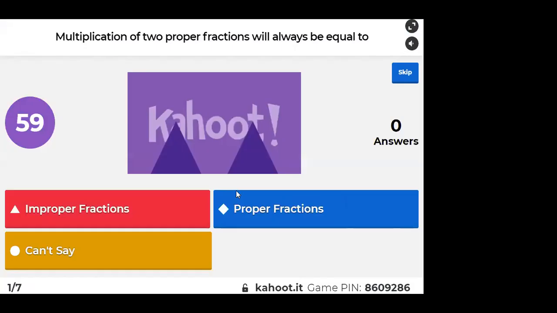Okay, multiplication of two proper fractions will always be equal to... Think. This is based on the definition. You have to think, right? You have to use your brain, think about the concept.